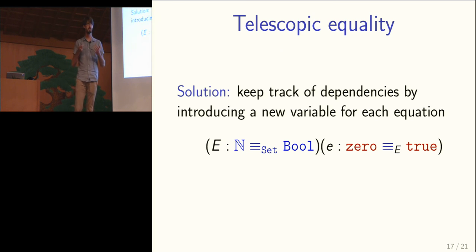So there's an additional advantage of using these telescopic equalities, and this is for the injectivity rule for constructors of indexed data types.